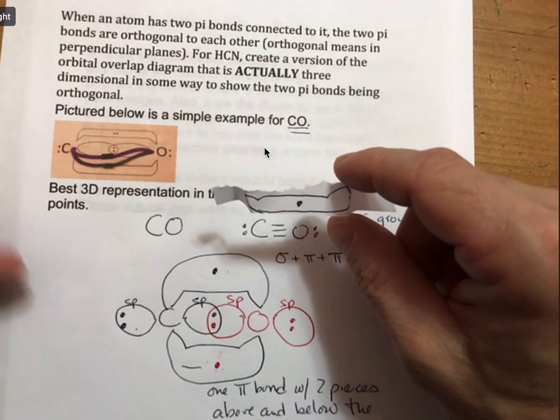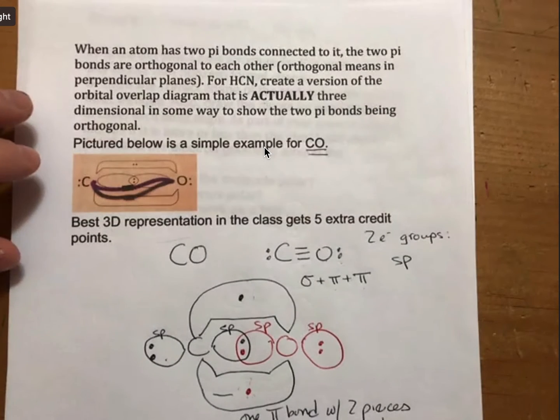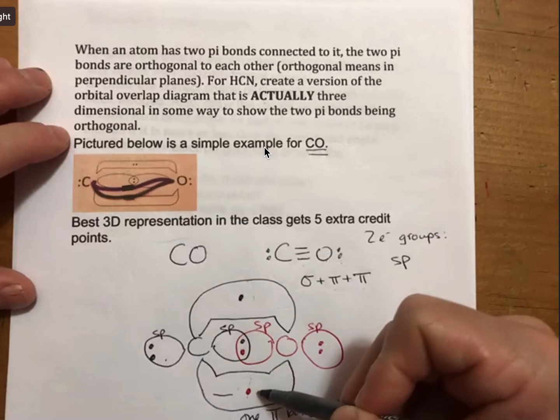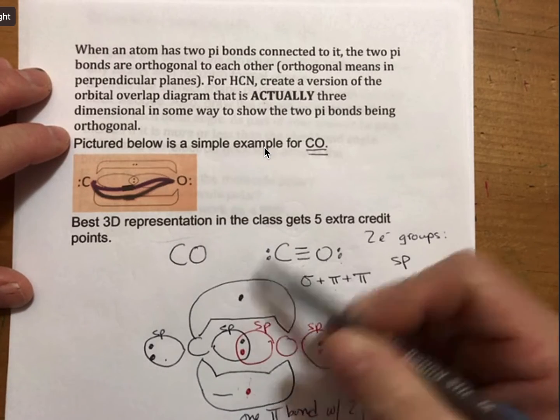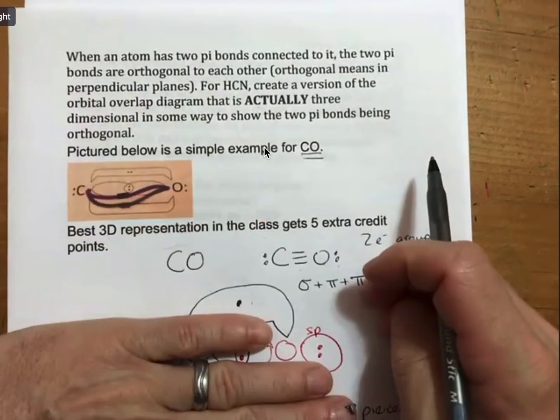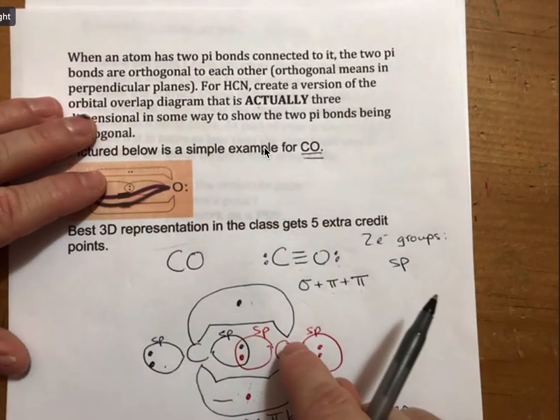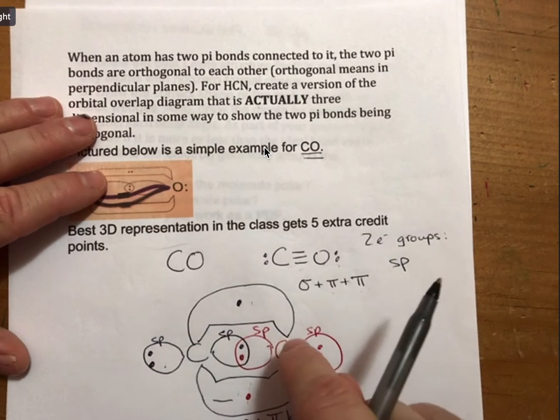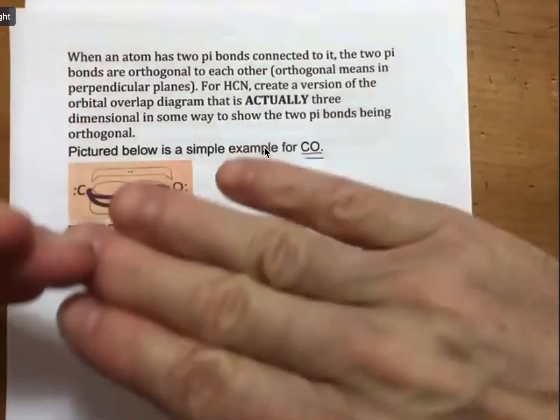Anyway, so that is how to make a three-dimensional pi bond. And you need this because there are two of them. One of them is flat in the page. One of them sticks out. And you can see that they're perpendicular to each other, just like this.